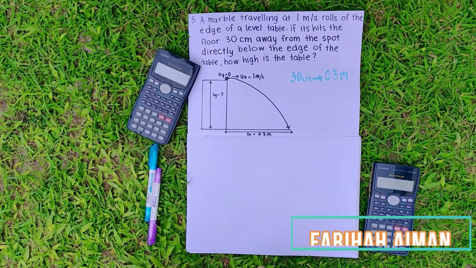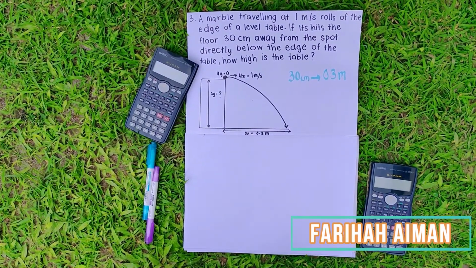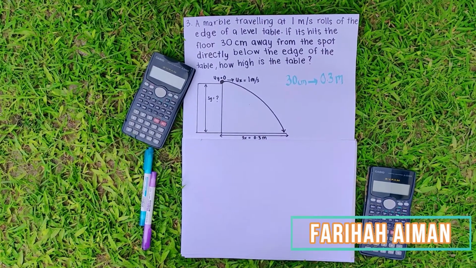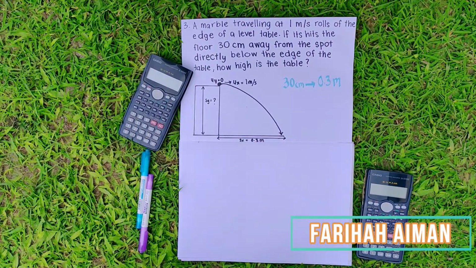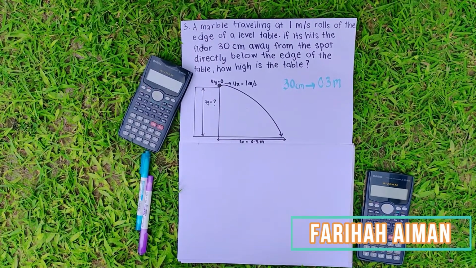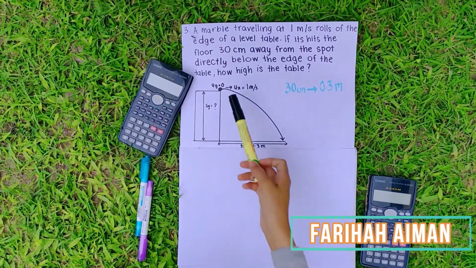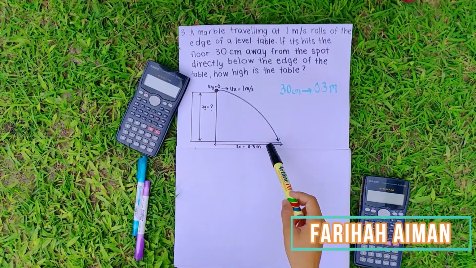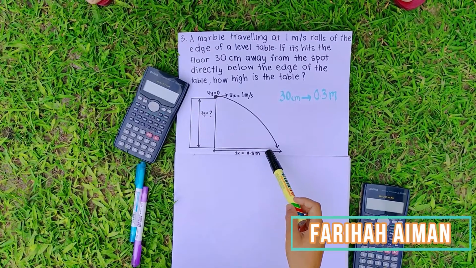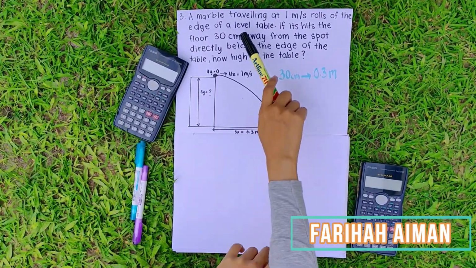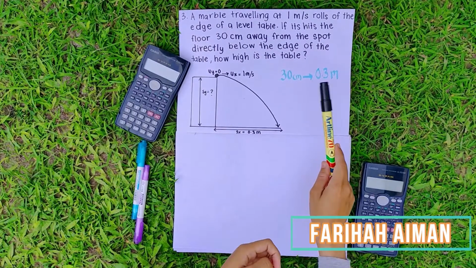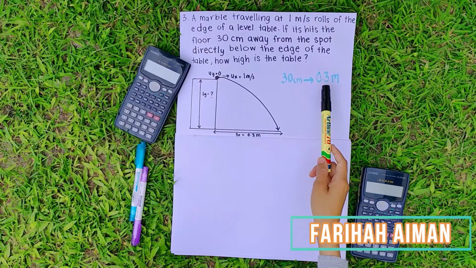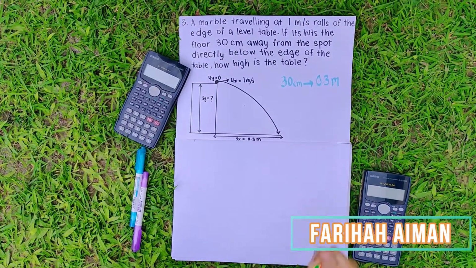Okay, Question 3. A marble traveling at 1 meter per second rolls off the edge of a level table. If it hits the floor 30 cm away from the spot directly below the edge of the table, how high is the table? Given uy equal to 0, ux equal to 1 meter per second, and sx equal to 0.3 meter. From the question, it's given 30 centimeter, but we must change it to meter. So it will be 0.3 meter.